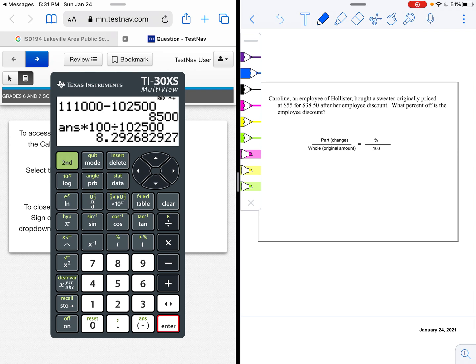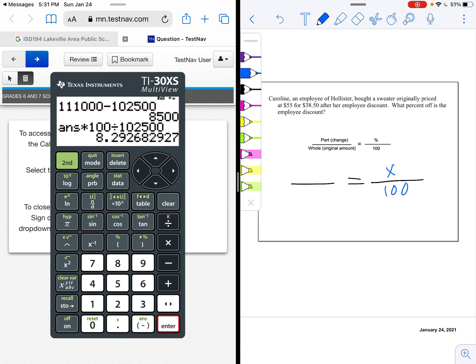Let's try another one. So Caroline, an employee of Hollister, bought a sweater originally priced for $55 for $38.50 with her employee discount. What percent off is the discount? So I'm just going to draw myself a blank one here. I am looking for the percent that she gets off because typically when you work for a retail store, they will offer you an employee discount.